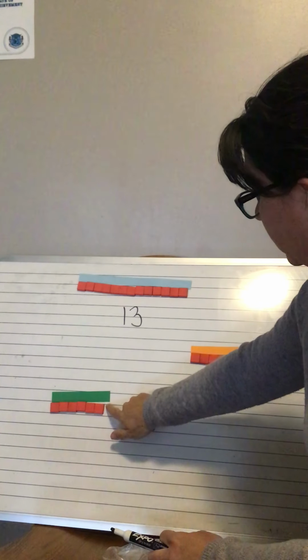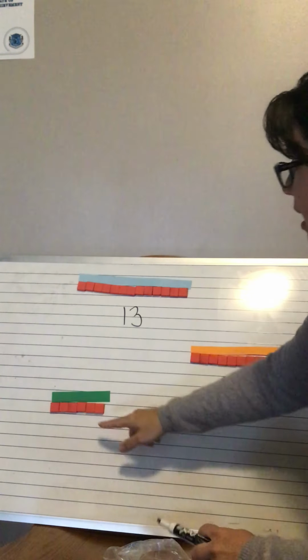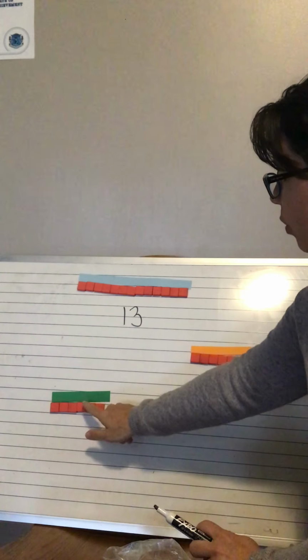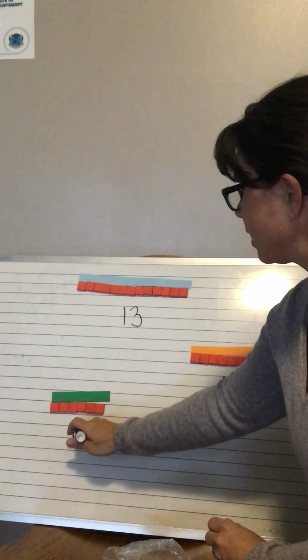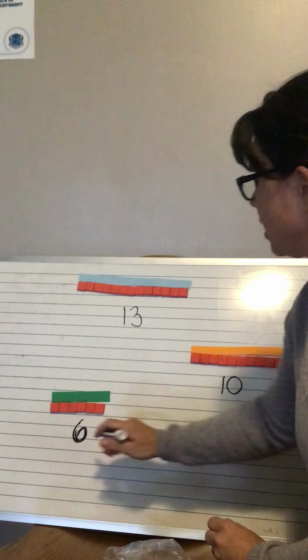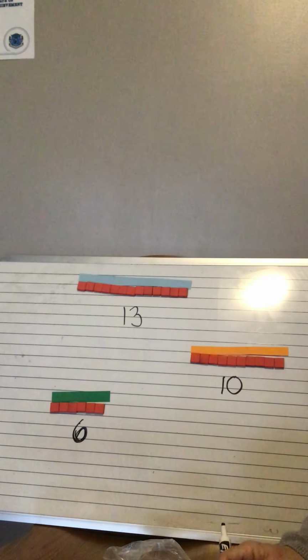All right, and a little bit of space, but I can't quite fit another one in there. So we will leave it like that. 1, 2, 3, 4, 5, 6. So now I can see that 13, 10, and 6 are my measurements, or my numbers.